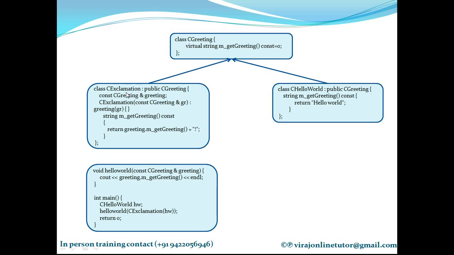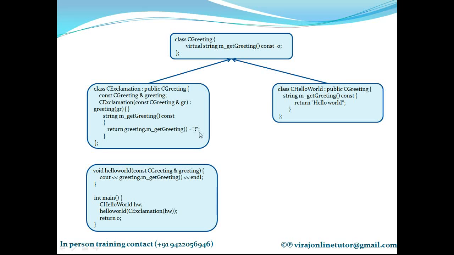Because CExclamation is inheriting from CGreeting, it also contains the object of CGreeting. So in this function, since I am containing this object, I am calling its getGreeting function, right? So this is just like a normal containment relationship. I am calling getGreeting, plus I am adding the extra to it.